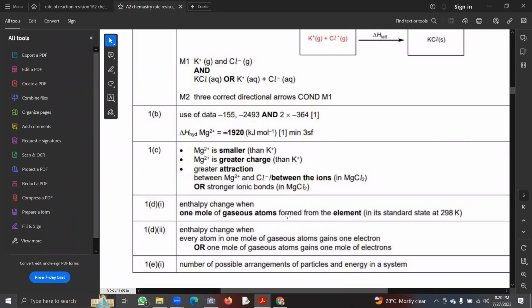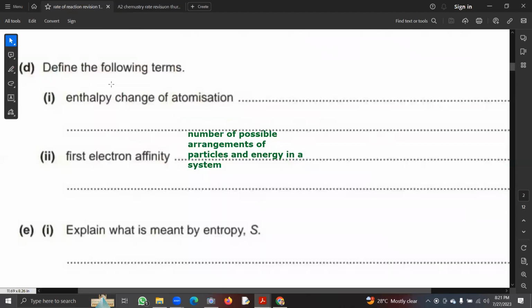We did not do the chapter yet. Entropy is the number of possible arrangements of particles and energy in a system. It's the standard entropy change. There's no single standard entropy because this will happen at different temperatures.